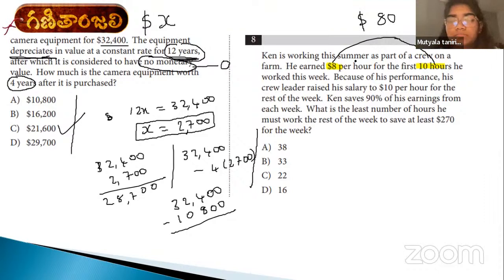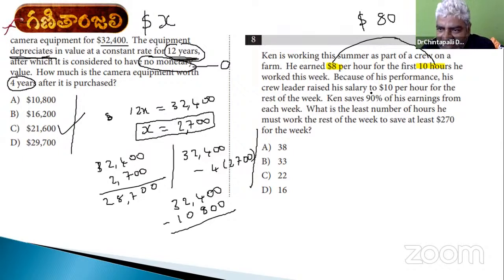Yes, sir. In the first 10 hours, he earns $80. Ken is male. Because of his performance, his crew leaders raised his salary to $10 per hour. So afterwards, he is getting $10 per hour for the rest of the week.